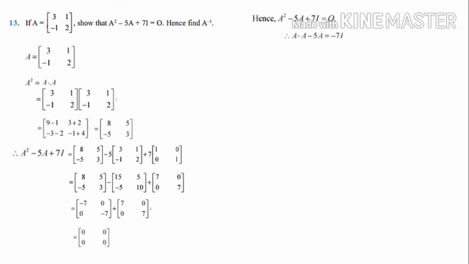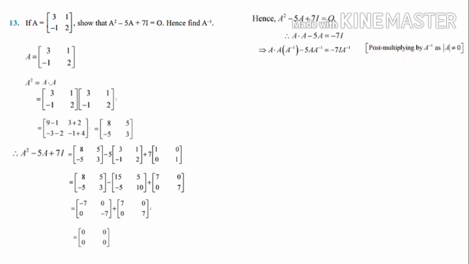For that, we have to split this equation A square as A into A minus 5A equal to this 7I, we have to take to the right side. That becomes minus 7I. Next, we have to post multiply by A inverse. What we have to do is take A inverse and multiply it. That is A into A, then after A into A, we have to multiply A inverse. That's why it is called post multiply.